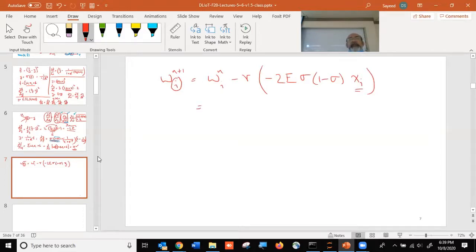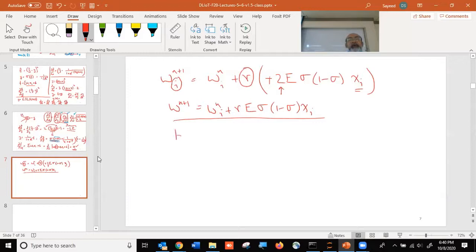This can be slightly simplified. This will become a positive. The 2 is not important because the learning rate can be merged into that. That's already a constant which we're going to play around with. So we can simply write it as Wn(i) plus e sigma 1 minus sigma xi. Okay, got the learning rate here.